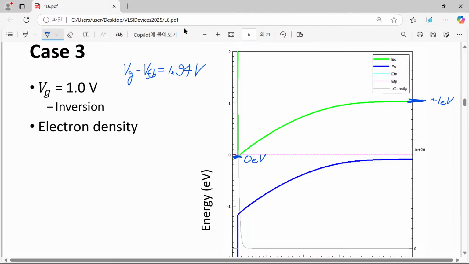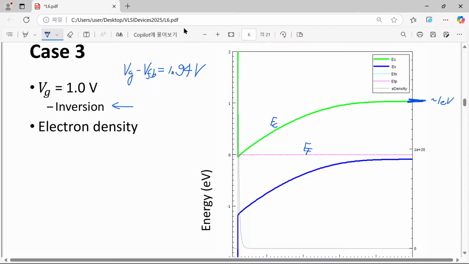If we have such behavior, then we can say that this is inversion. Why can we say it is inversion? You know, this is the Fermi level, and the green one corresponds to the conduction band energy, the conduction band minimum.